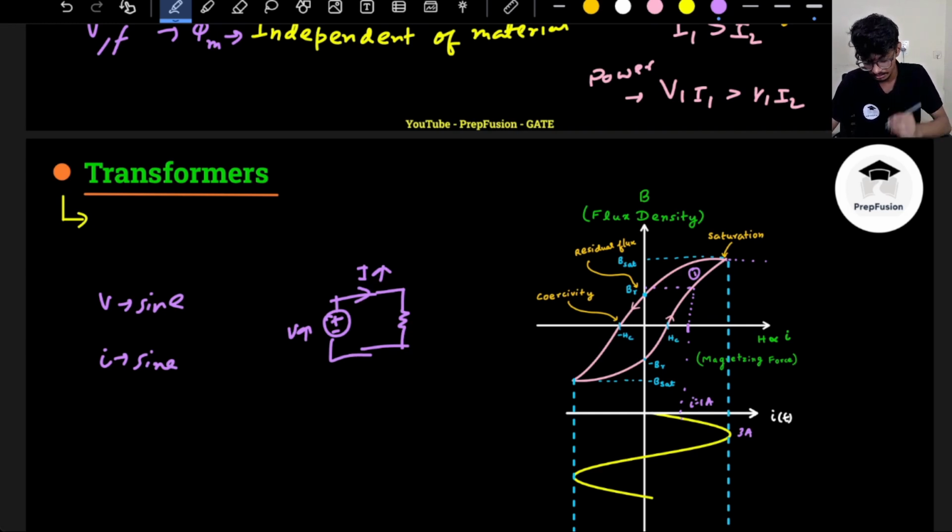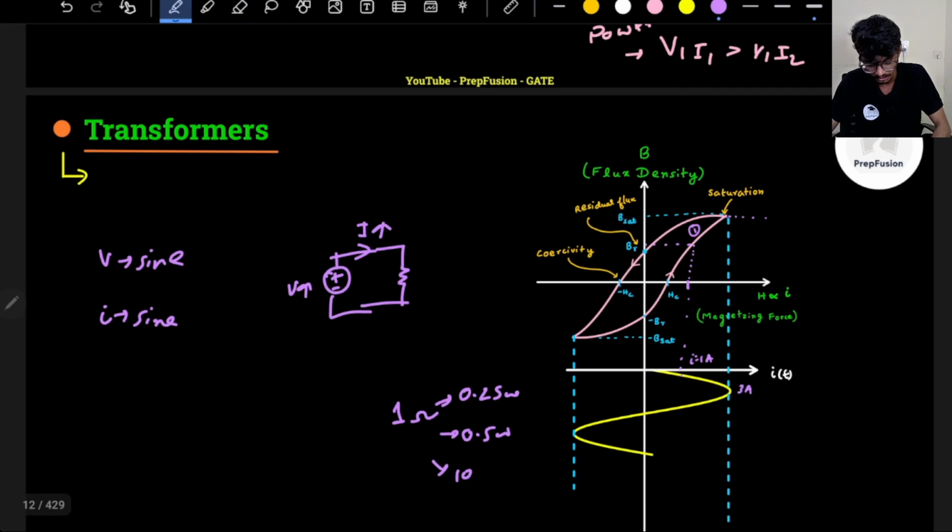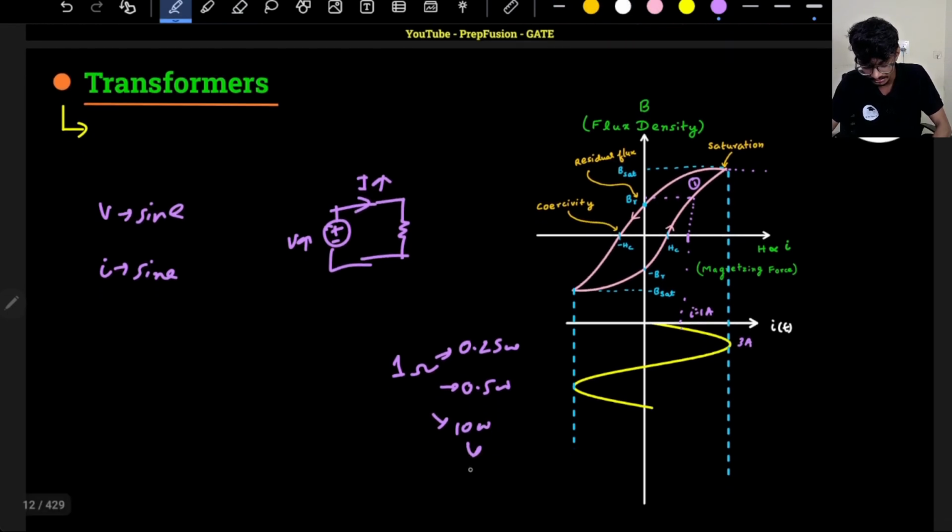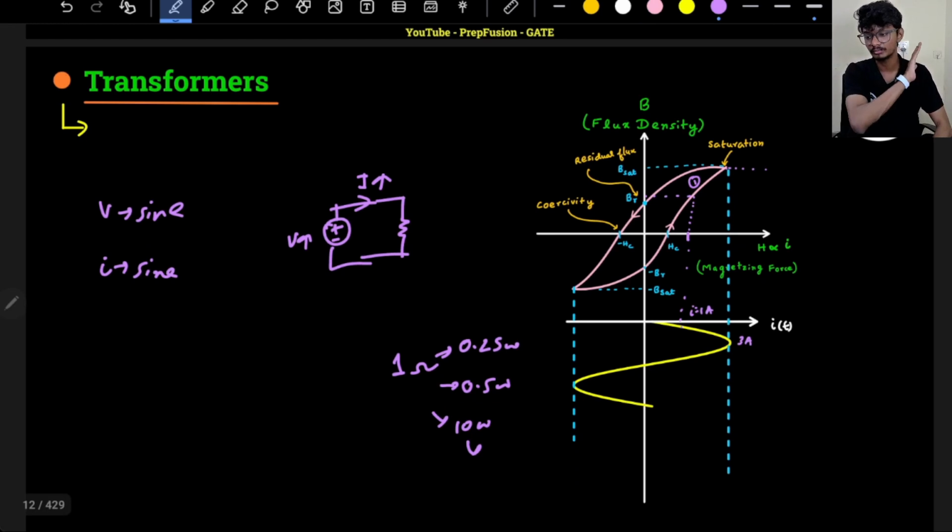Because there are many 1 ohm resistors, but each resistor, one of them will have a 0.25 watt rating, one of them will have a 0.5 watt rating, one of them will have a 10 watt rating. What does this rating signify? It signifies the maximum current that the resistor can take. After this, the resistor simply will get damaged. It will just burn out. So no current will flow basically.